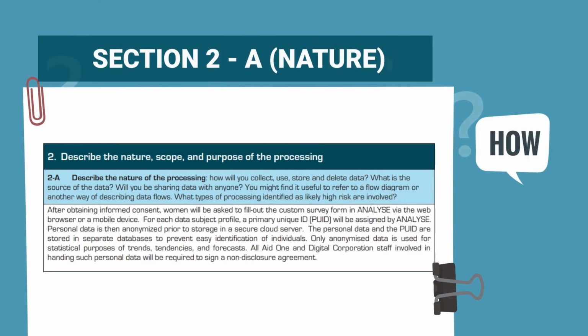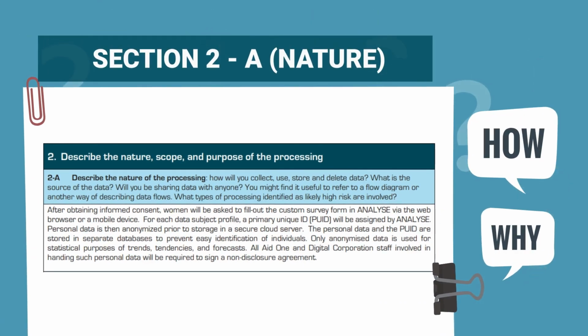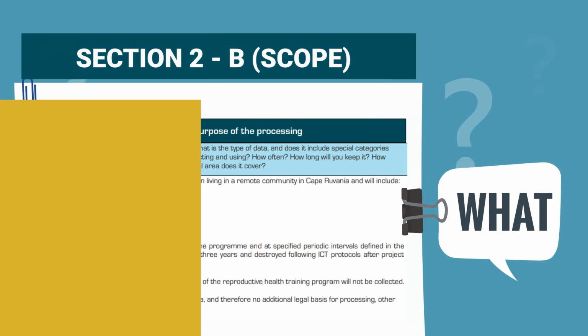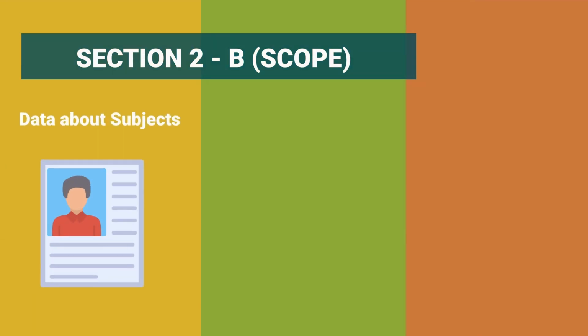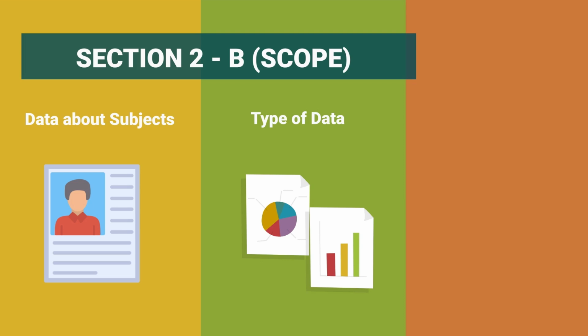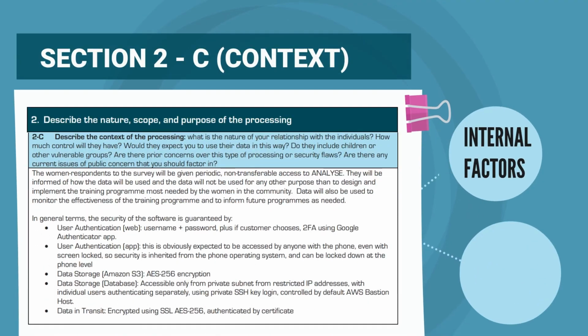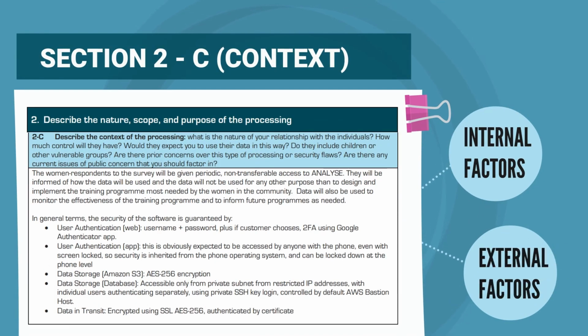First, Aid First describes how and why the organization plans to use the personal data. This is followed by a description of what the processing activity will entail. Aid First used this section to record data about the subjects, the specific type of data to be processed, and how data will be used. The internal and external factors that may affect results are logged next.